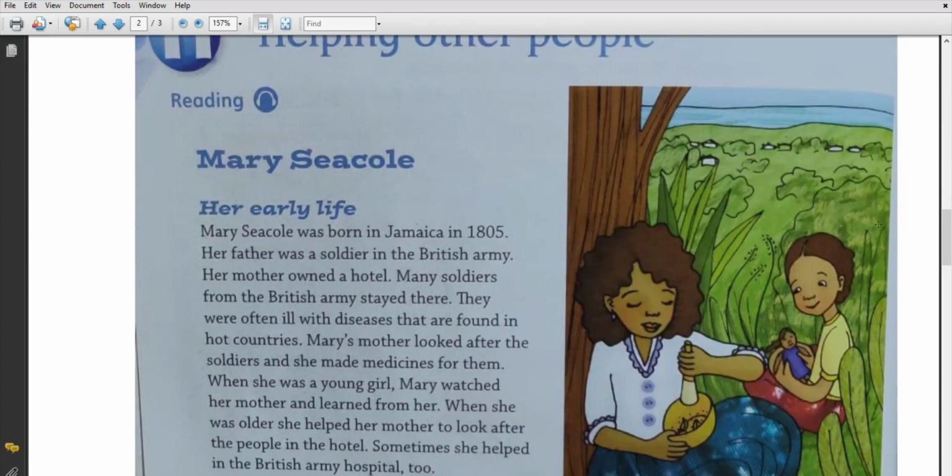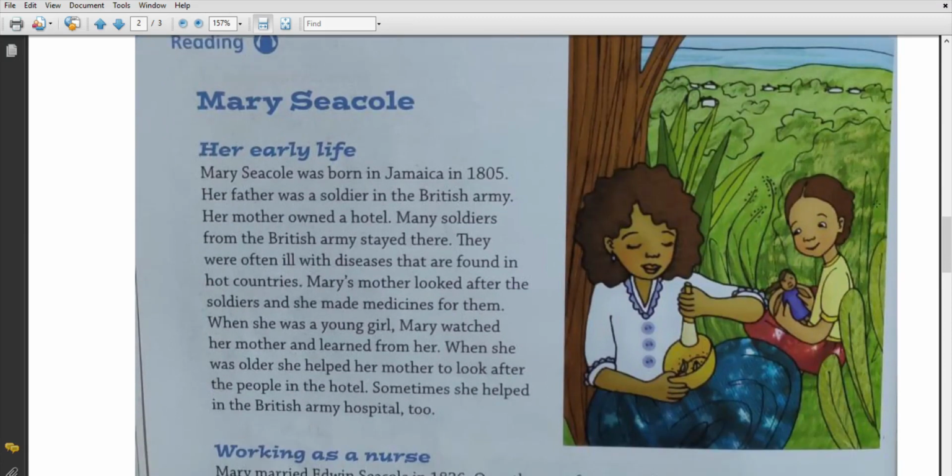As you see, this is her picture with her mother. Let's read about her early life. Mary Seacole was born in Jamaica in 1805. Okay, she was born in this year in Jamaica. Do you know where is Jamaica? It's in the West Indies, in the Caribbean Sea. Okay, Kingston is the capital, and English is the language.